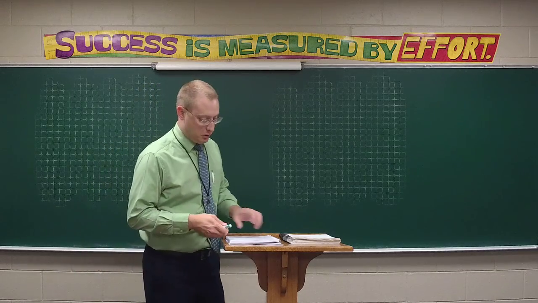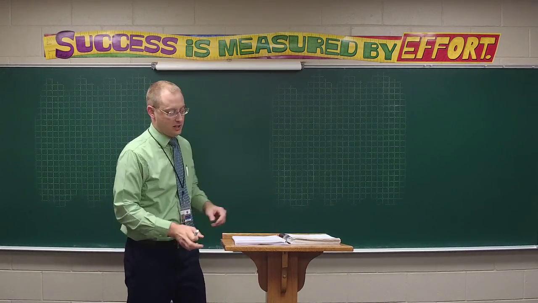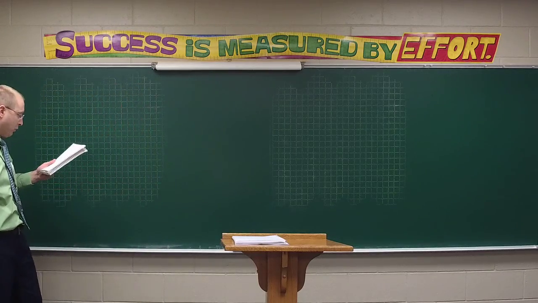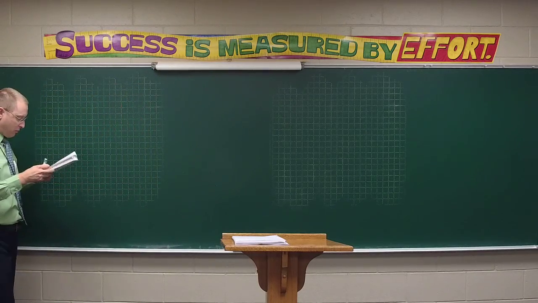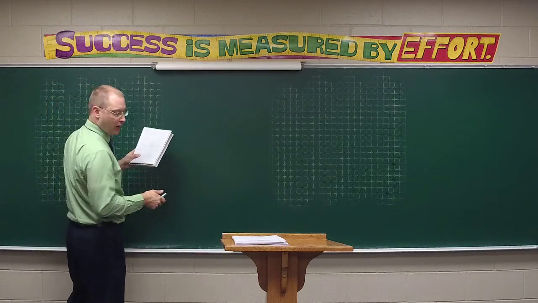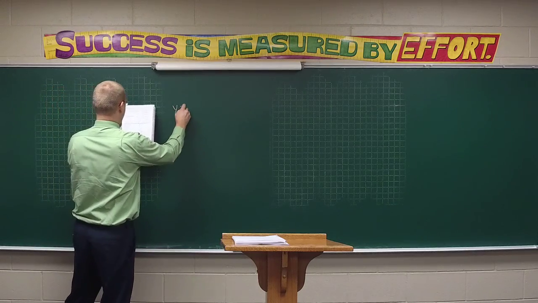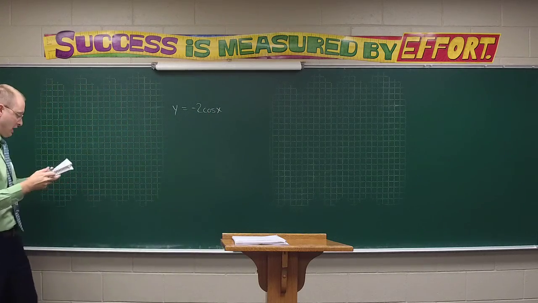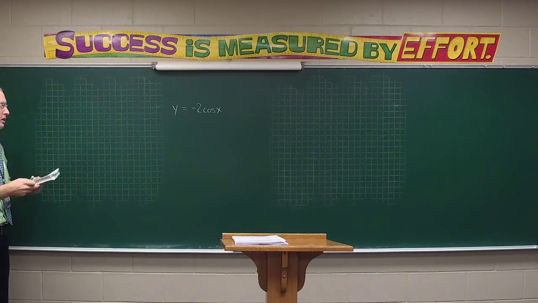Page 84 in your textbooks, as we take a look at your homework from last night, you did numbers 31 and 35 on page 84. And number 31, you were given the equation to graph y equals -2 times the cosine of x. Normally, I'll use function notation. They did not use that here.